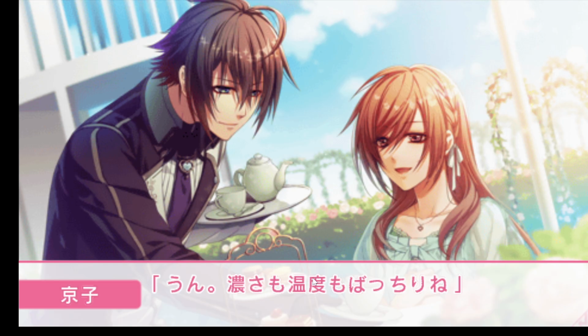What is this? Ondo, temperature. Ondo mo. Bachiri. So, kosa, the thickness. The thickness and the temperature is perfect. Yes, bachiri. It's funny that you know bachiri. It's like to be perfect.